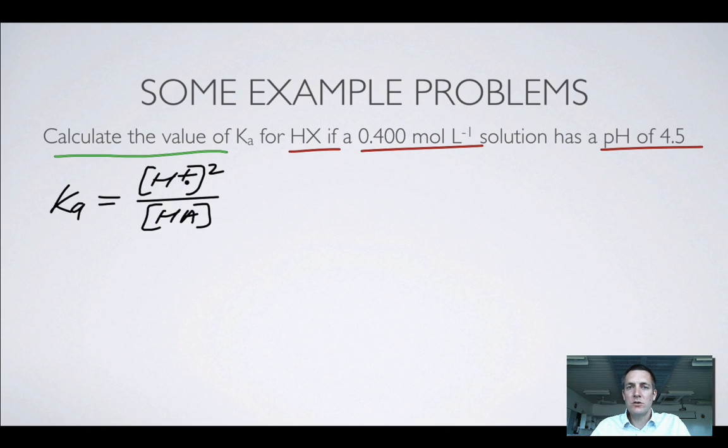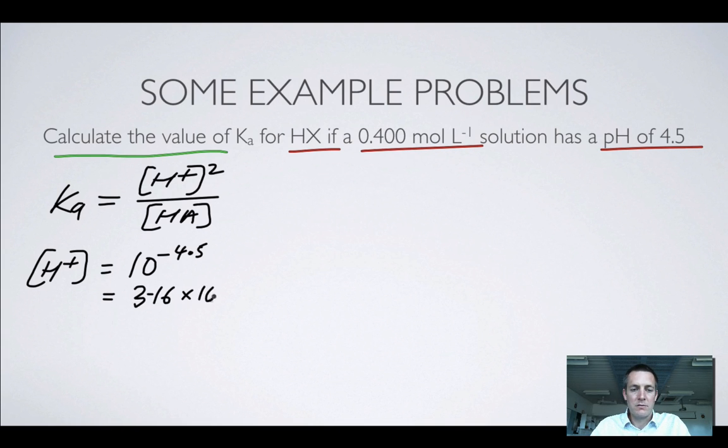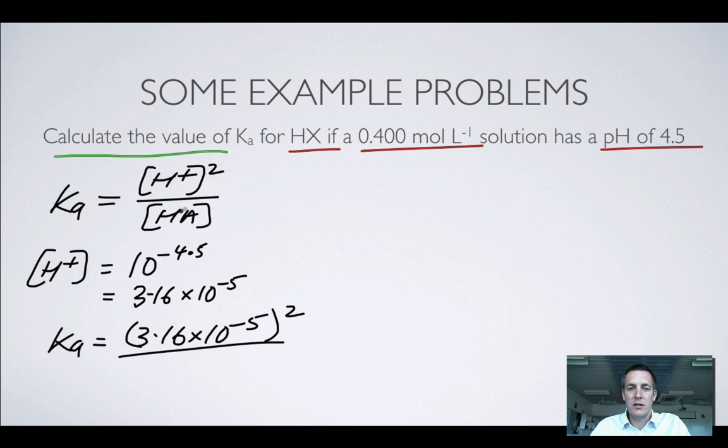Now, the concentration of H+, if we know the pH, is simply equal to 10 to the minus pH, so it's 10 to the minus 4.5. And I've used my calculator to tell me that that is 3.16 times 10 to the minus 5. Okay, in which case Ka equals 3.16 times 10 to the minus 5, squared, divided by the concentration of the acid, 0.4.